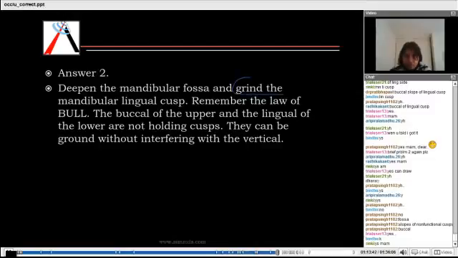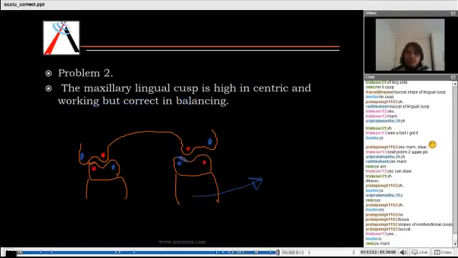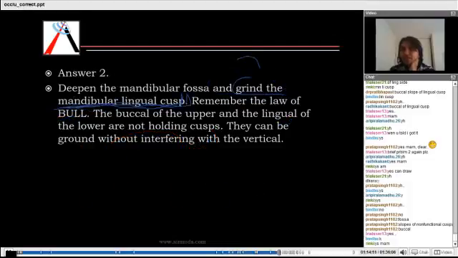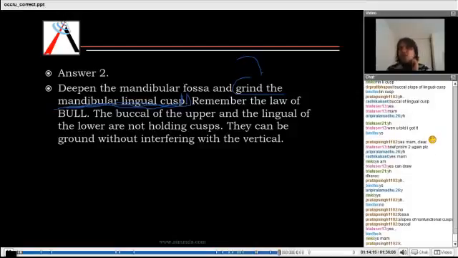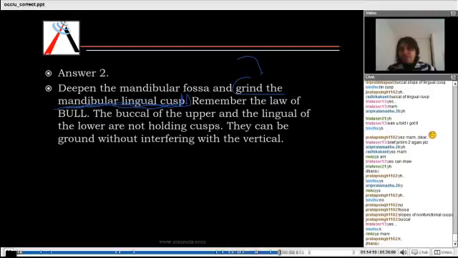Okay? Grind the mandibular lingual cusps. Okay? Actually, it is high in centric also. Okay, I just made a mistake. Since it is high in centric now, I didn't read the question properly. It is high in centric, so we have to grind the fossa also, and it is high in working also, right? So grind the fossa and the mandibular lingual cusp. Okay? Hopefully you're clear with that. All of you?